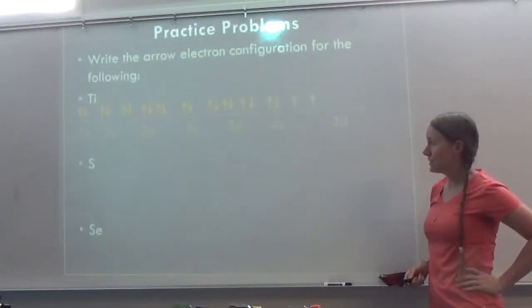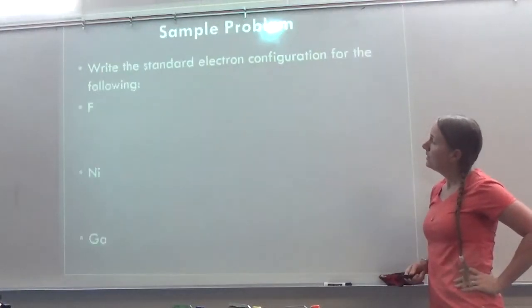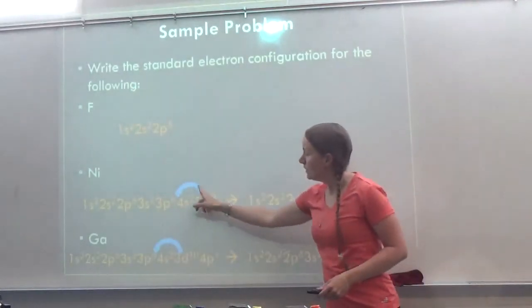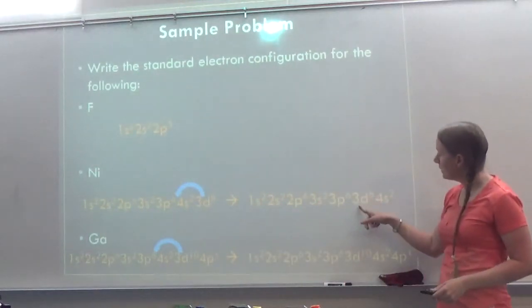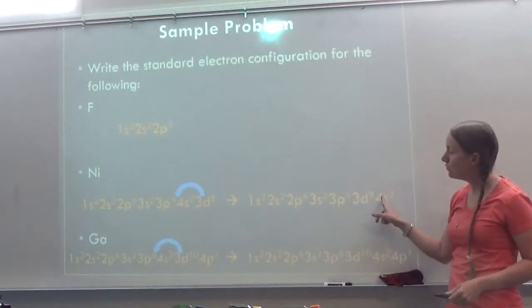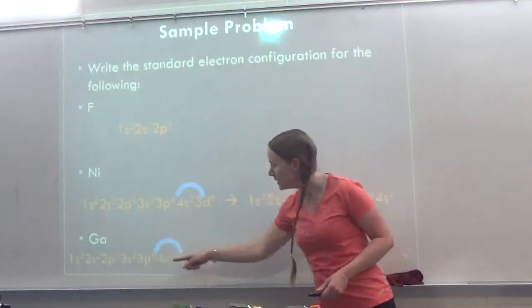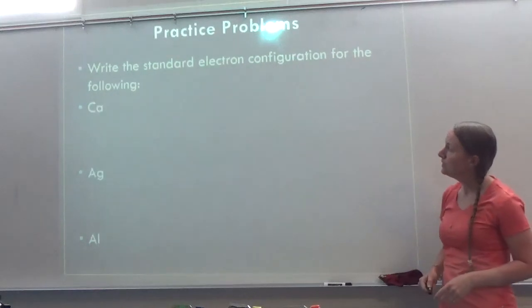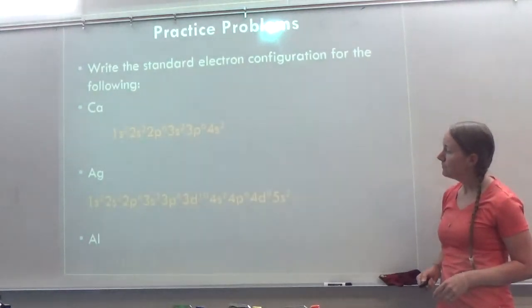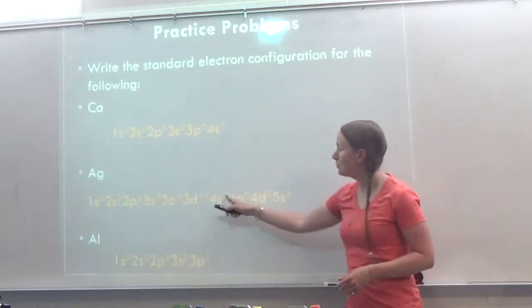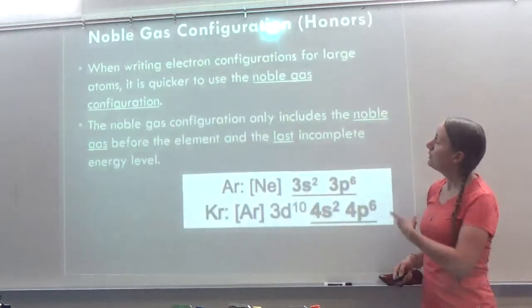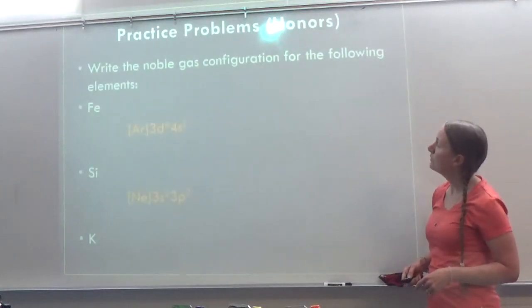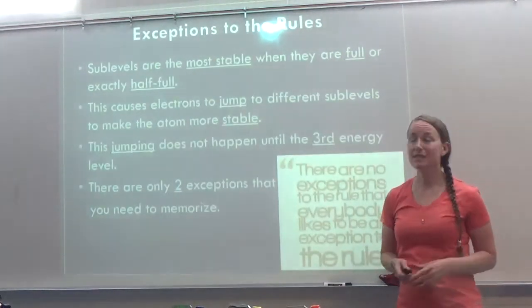All right, so these are from the first lesson video for this section. And so here's the ones that we just did. So notice for nickel, we rearranged and put the 3d before the 4s. For gallium here, I went ahead and rearranged for you. I moved that 3d10 before the 4s too. And then here's calcium, silver, and aluminum. These I just went ahead and rearranged as I went. All right, if you take honors, I teach noble gas configuration, but I don't do that in regular anymore. All right, so let's look at some exceptions to the rules.